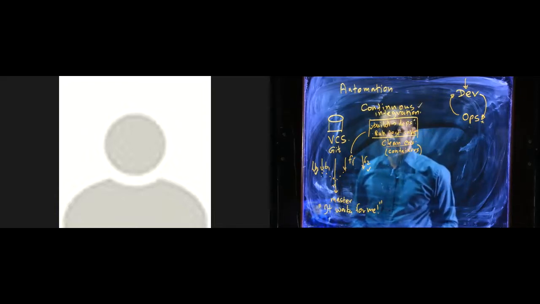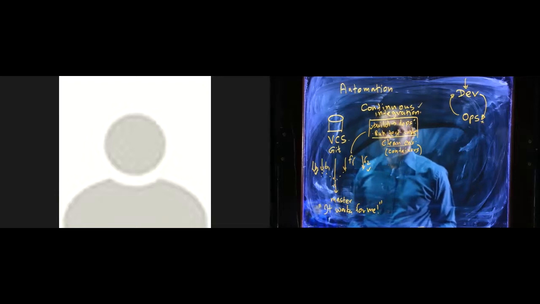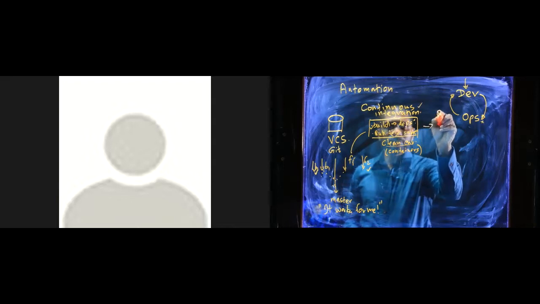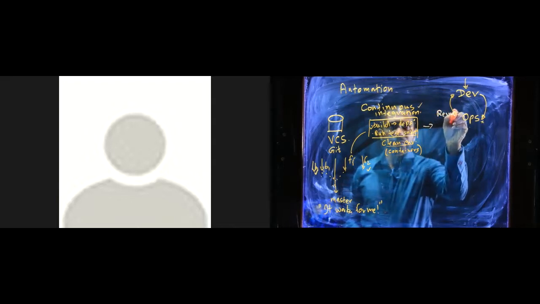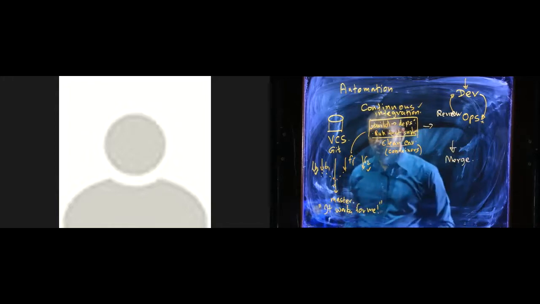Once the continuous integration passes, you may have other manual steps such as code review and so on, depending on your organization. You might have a review step. And finally, you do the merge. You merge to your master branch.